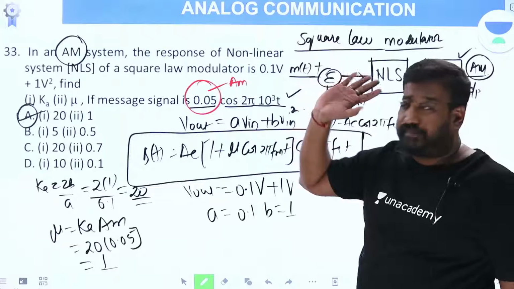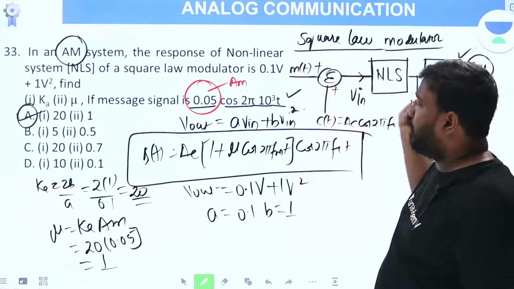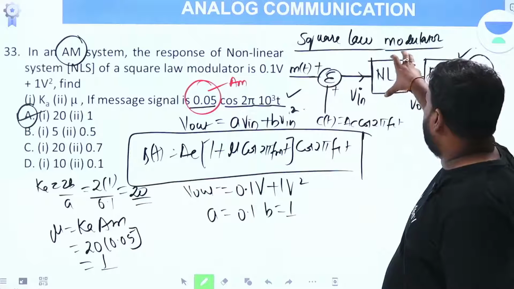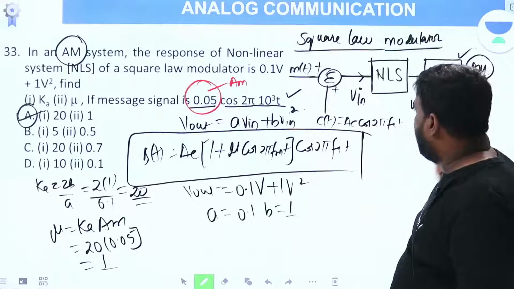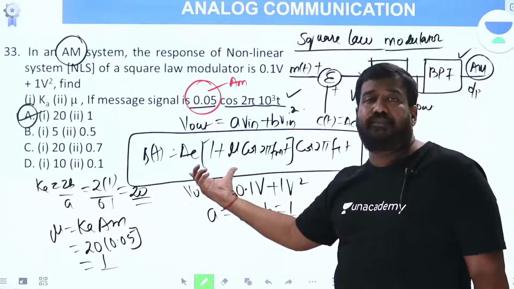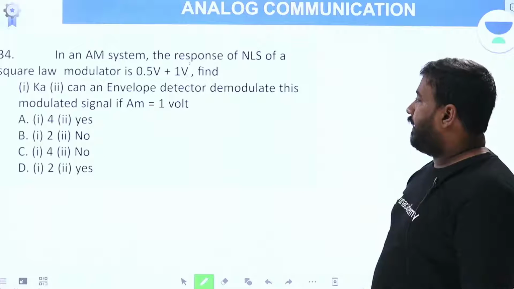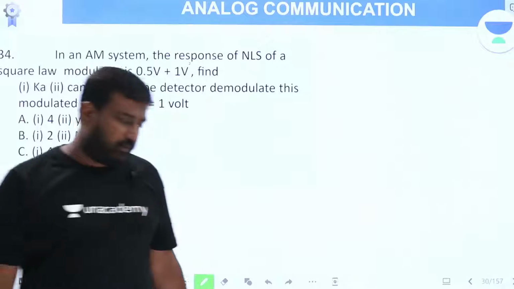Is it clear? Now, this is your square law modulator. I don't want to discuss in depth about the square law modulator now. I had given you the block diagram, where a nonlinear system is used and the output of the nonlinear system is passed through a band pass filter where you get the AM output. Okay? Now, next question.